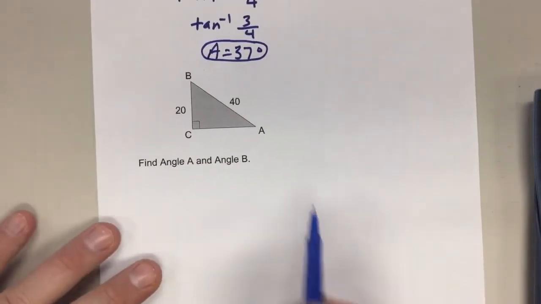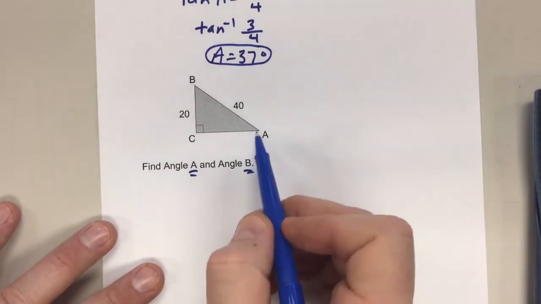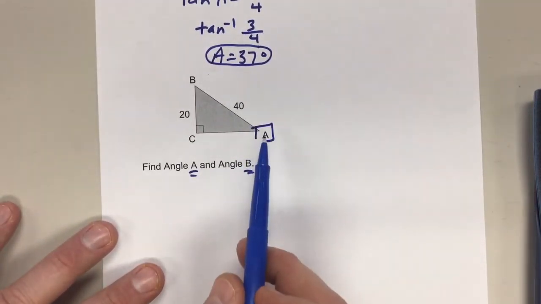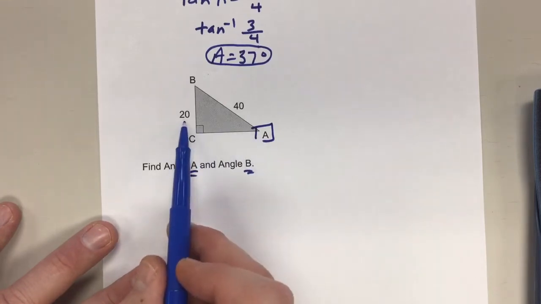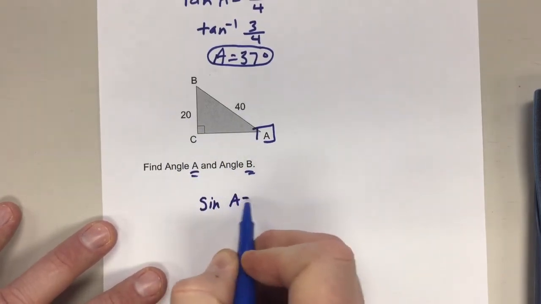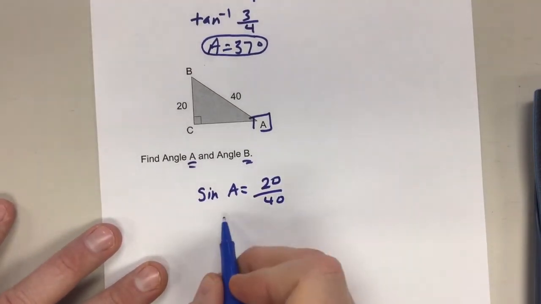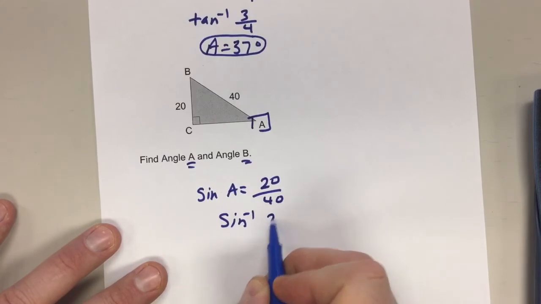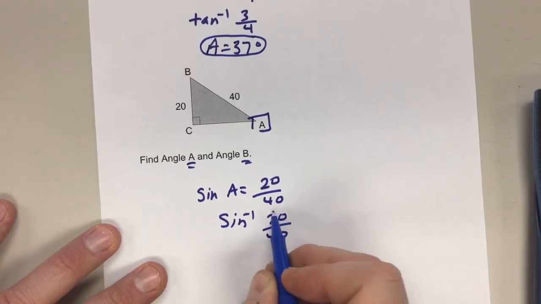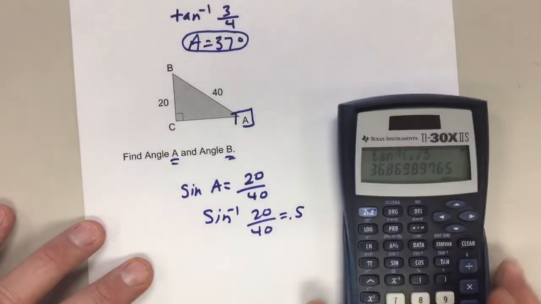Let's look at another example. Here I want to find A and B. So let's find A first. Finding A, notice they've given us the opposite and the hypotenuse. That's sine. So sine A is opposite over hypotenuse. And then to find the angle, remember you do inverse sine of 20 over 40. And 20 over 40 is the same as 0.5, so you can type in either one.